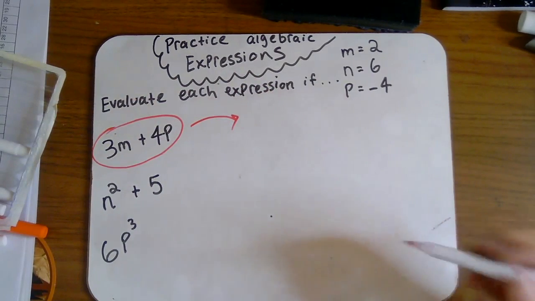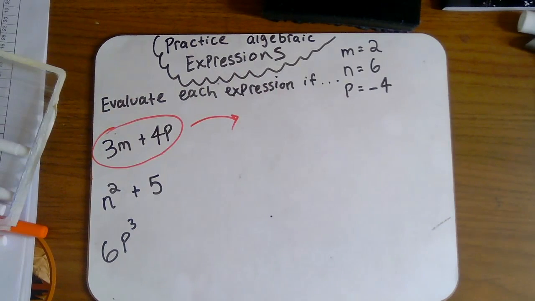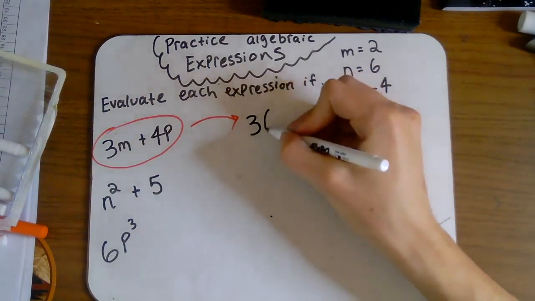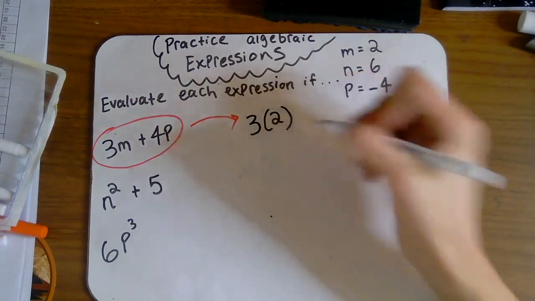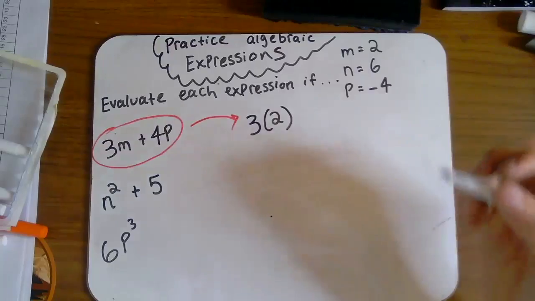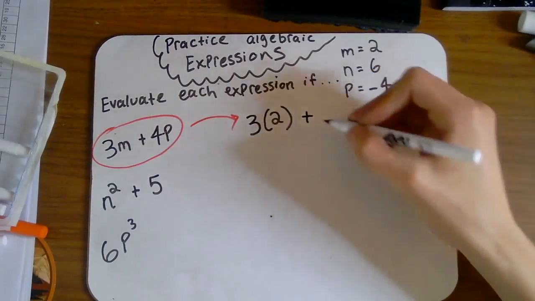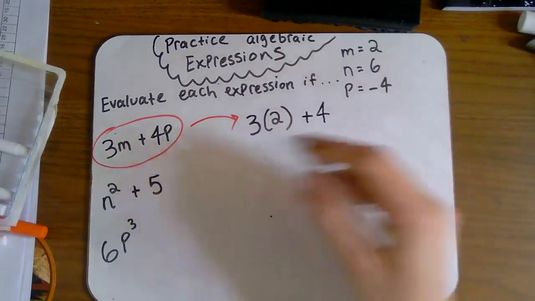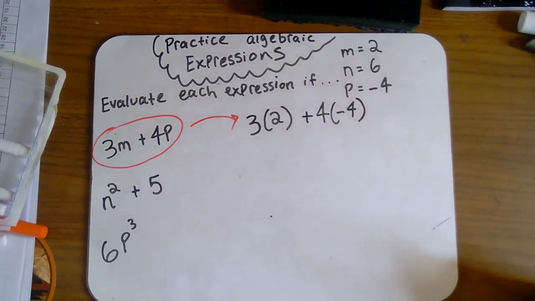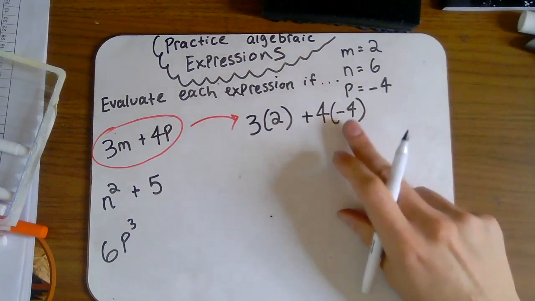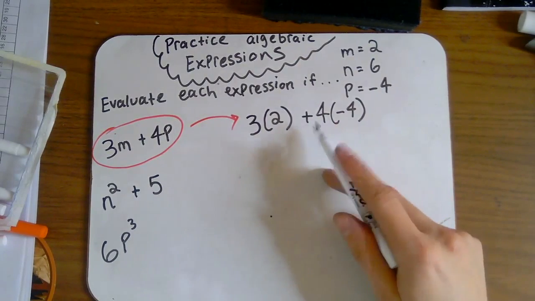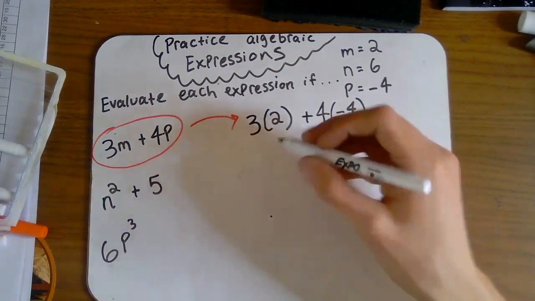So I'm going to copy the same exact problem over, but every time I see an m, I'll replace it with 2. So this is the same thing as 3 times 2. Notice how I'm putting the parentheses there so I don't think that's 32. That'd be a very different problem. Then we're going to add 4 times p, but we're going to use negative 4 instead of p. And again, I'm using the parentheses to show we're multiplying. Well, we don't want to add first, we want to multiply first. So let's go ahead and take care of this.